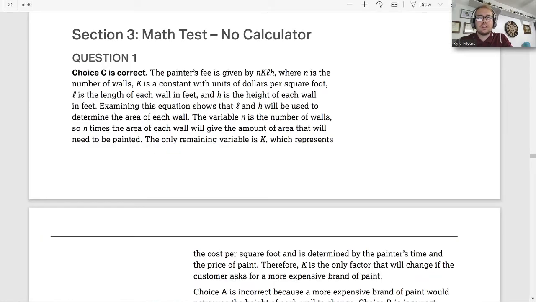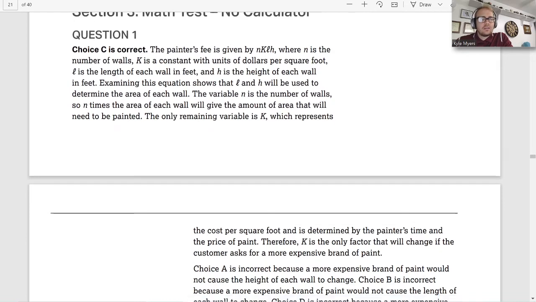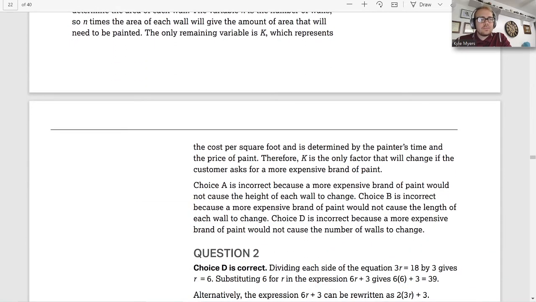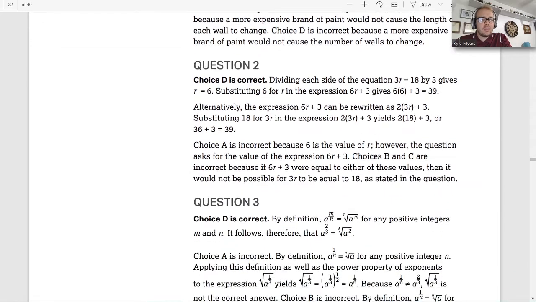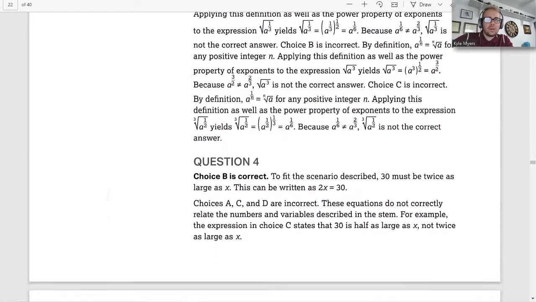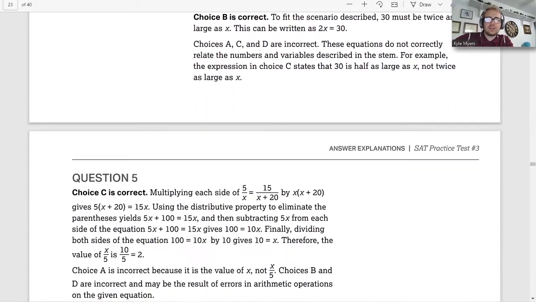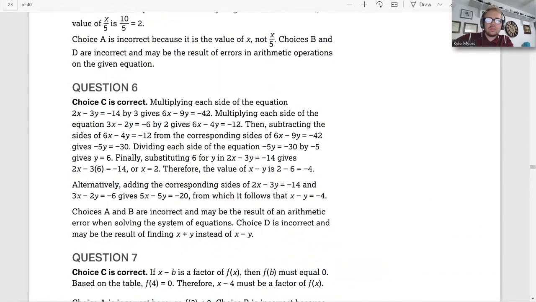So this one is the answer explanations, and I have it already ready on section 3, the math test no calculator. Question 1, answer choice is C. Spoiler. So that's where we start, and then you can just go through here. I'm going to scroll a little bit here, and if you find a question that you want to pause it and take a look at, go ahead. But you can do this yourself, and I'll put the link in the description below. So you can see all the answers here.